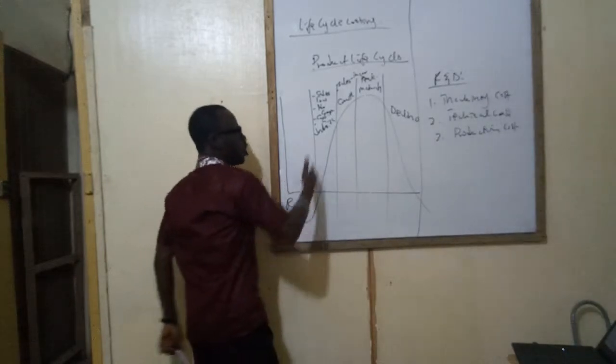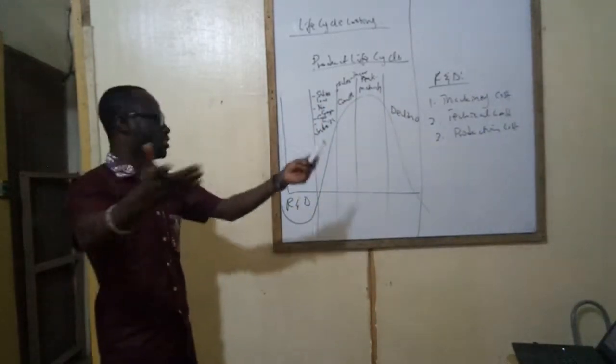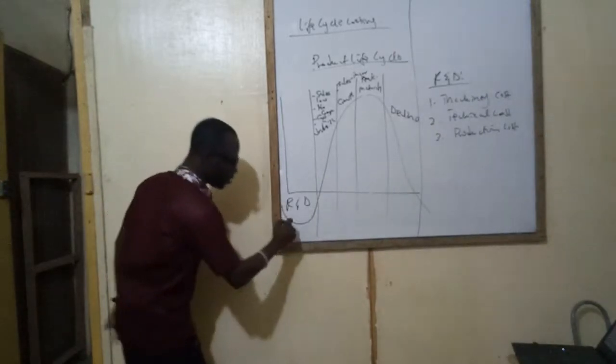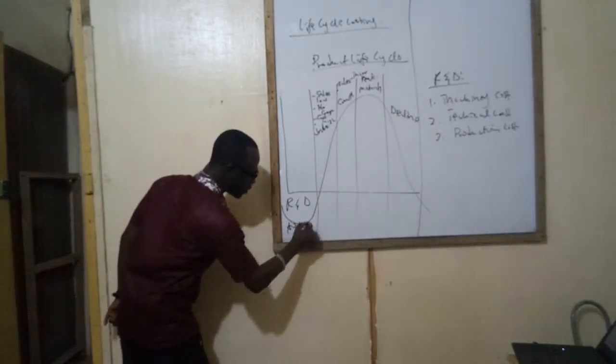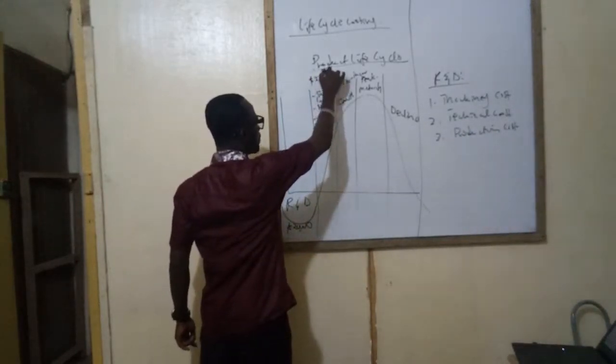We must know everything that happens at this stage, but at the end of the day, the company is going to estimate that at the research and development stage, we're going to be incurring cost of $20,000. At the introductory stage, we're going to be incurring cost of $25,000.